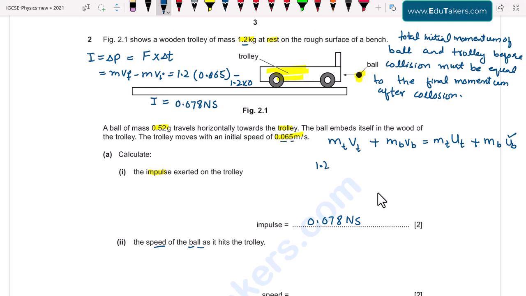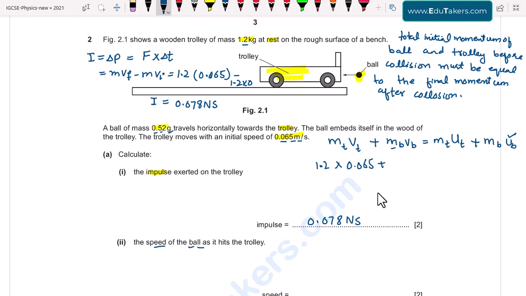and from this line we can see that the ball embeds itself in the wood of trolley, and then this system moves with speed of 0.065 meter per second. It means that the velocity of trolley and ball after the collision is same. So I multiply it with 0.065 plus the mass of ball is given, that is 0.52, and it is given in gram.